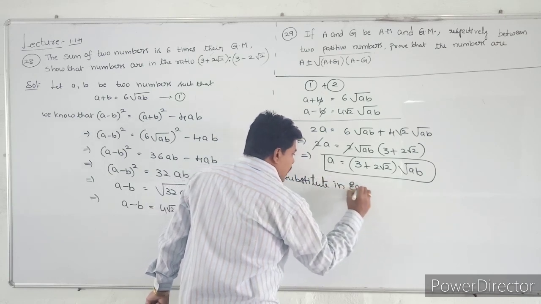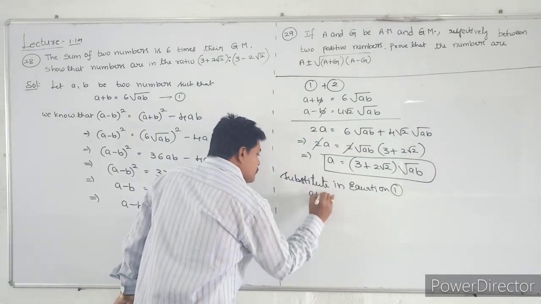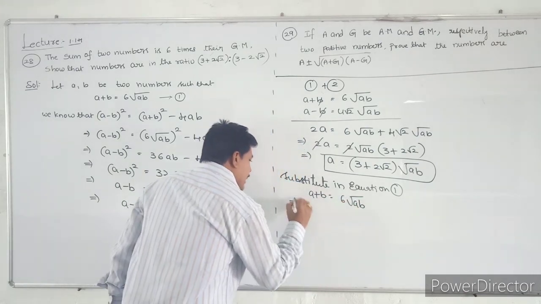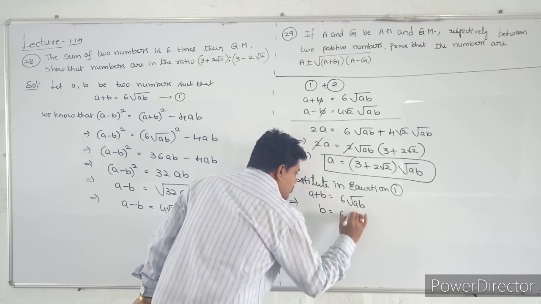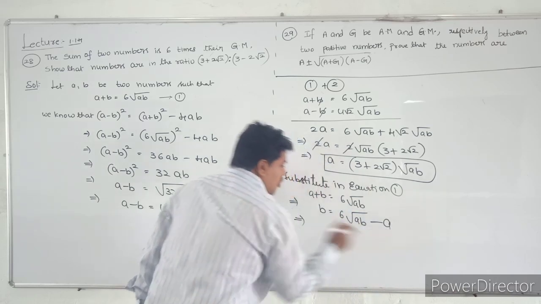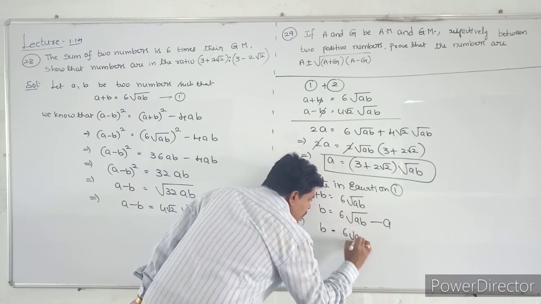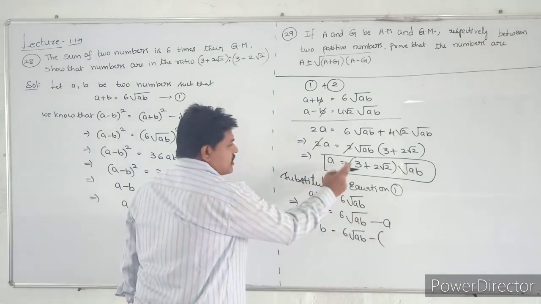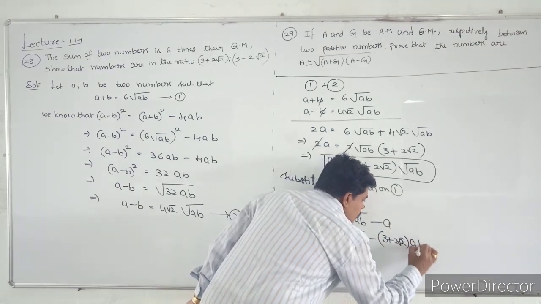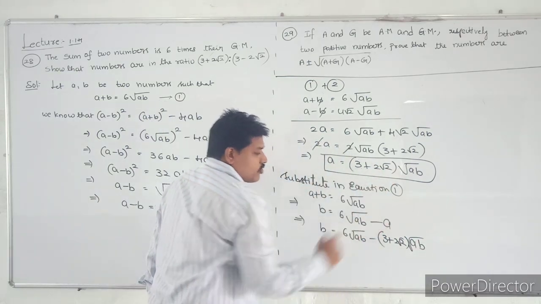Substitute in equation 1. What is equation 1? Equation 1 is a plus b is equal to 6 into square root of ab. So I need the b value. b can be written as 6 into square root of ab, taking this a to that side, it becomes minus a. So here b is equal to 6 into square root of ab minus the a value. The a value is 3 plus 2 root 2 into square root of ab.